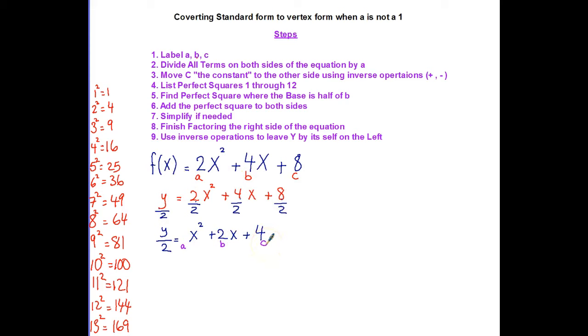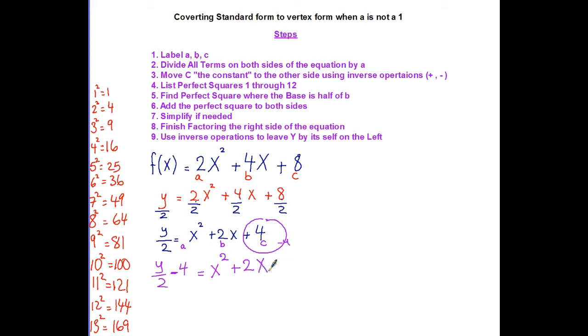Now, you need to move the c to the opposite side of the equation using inverse operation. So if that's a plus 4, we move it to the other side with a minus 4. Keep everything the same. Minus 4. Okay? And then this is minus 4 as well, so we'll cross out. This is equal to the x squared plus 2x.